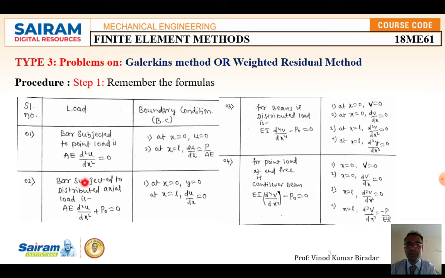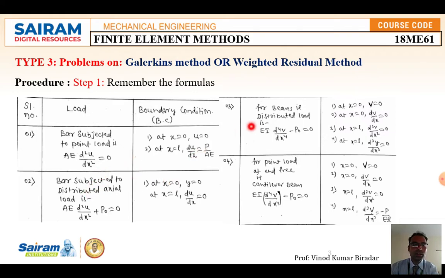The second type of problem is a bar subject to a distributed axial load. Use the formula AE d²u/dx² + P0 = 0, where P0 is the uniform distributed load. For this problem apply these two boundary conditions: at x = 0, u = 0, and at x = L, du/dx = 0. So if the problem asks for a bar subject to a point load, use that formula and apply boundary conditions. For a distributed load, use this formula and apply its boundary conditions.